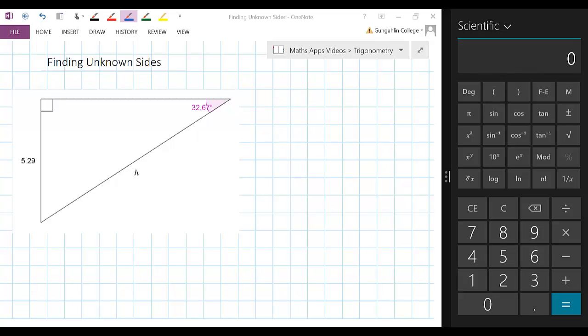In this second case, we're looking at a more difficult case of finding unknown sides. In this particular example, we have an unknown on the hypotenuse, and this will always lead to this more difficult case. If you haven't stopped and had a go at it already, pause the video, see if you can work out what the value of h should be.